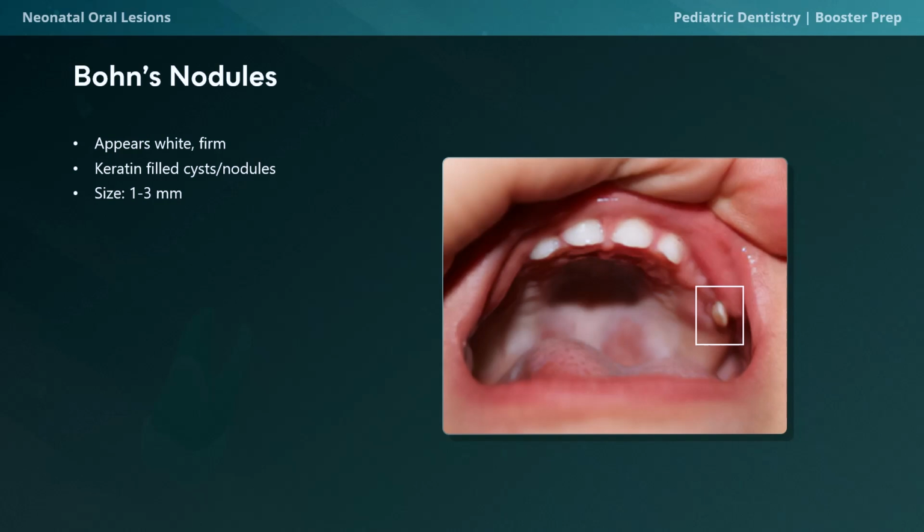Epstein pearls result from the epithelial entrapment during palatal development, while Bohn's nodules are typically believed to be remnants of the salivary gland. When it comes to location, Bohn's nodules are often found on the alveolar ridge in the buccal and lingual aspects. Like Epstein pearls, there's no treatment required for this, and Bohn's nodules typically disappear on their own.